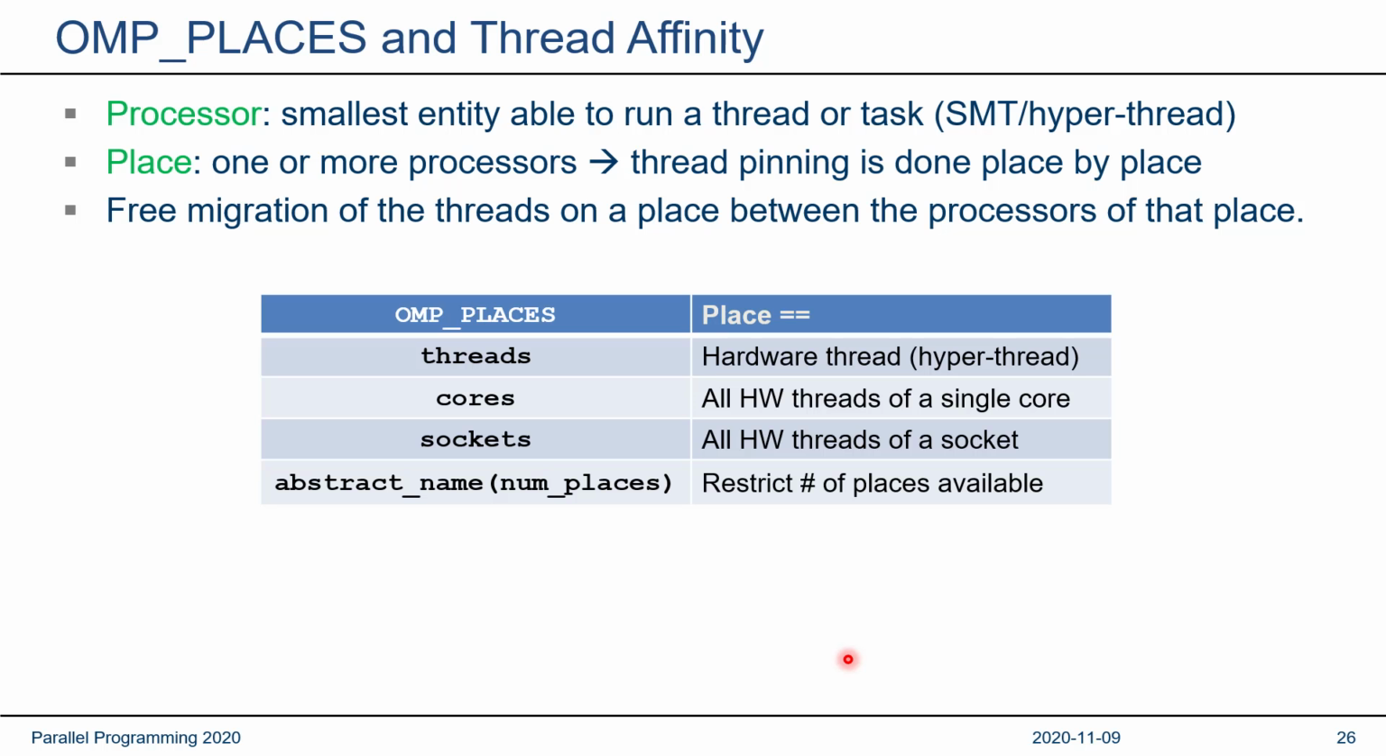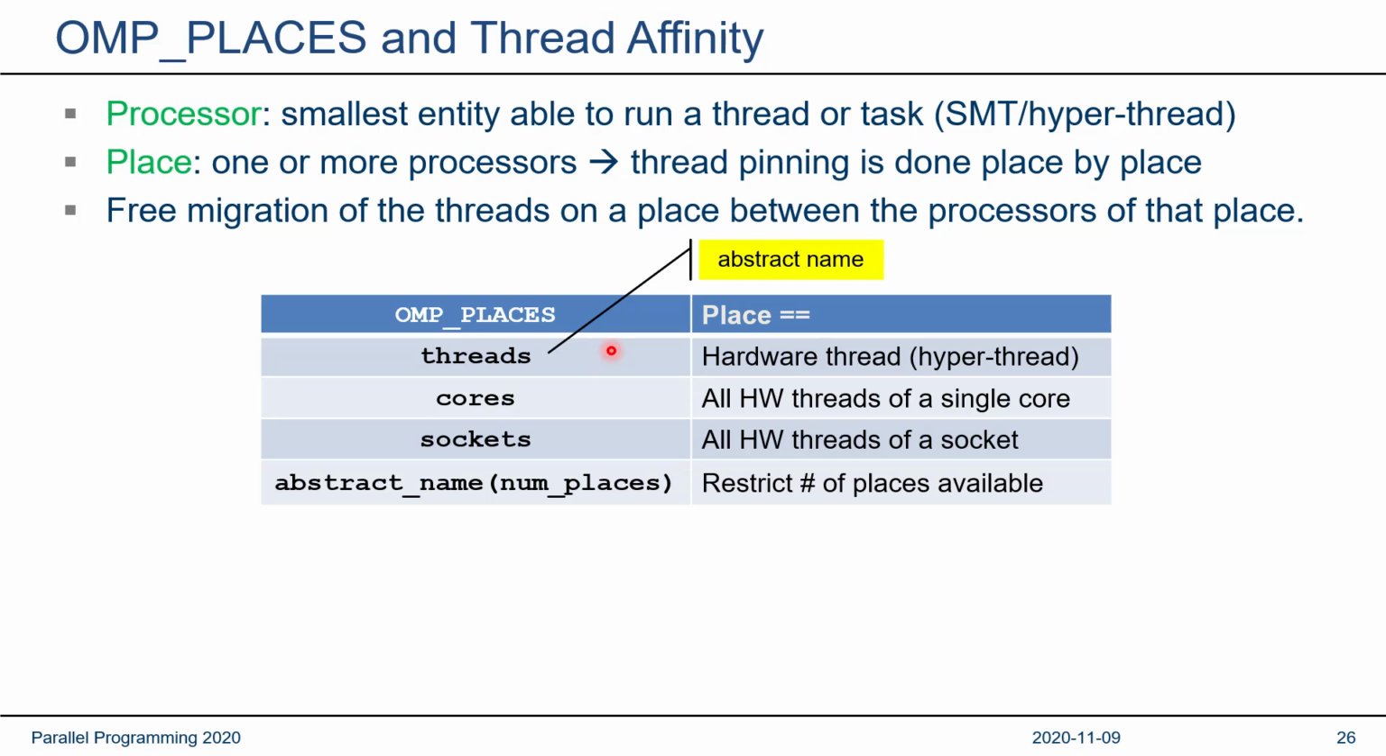Now, what are the options for specifying places? The standard specifies options for places: threads, cores, sockets, and then in parentheses behind it an integer number. Now, these designators, threads, cores, sockets, are called abstract names, and the standard only defines these 3 abstract names. A particular OpenMP implementation or a particular compiler may define more than that, but those 3 are the only ones that are in the standard.